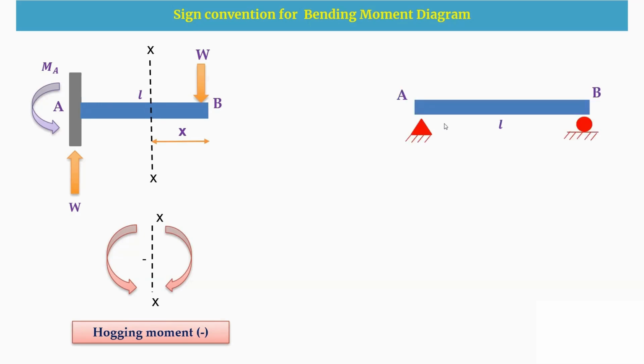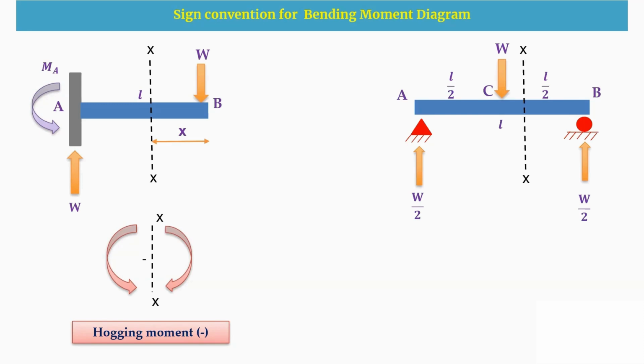Now coming to the next example, a simply supported beam, which has a span L and a central point load W, equidistant from both the supports A and B. Due to this equidistant central load, this symmetric arrangement, the reactions at A and B will be W by 2 and W by 2.